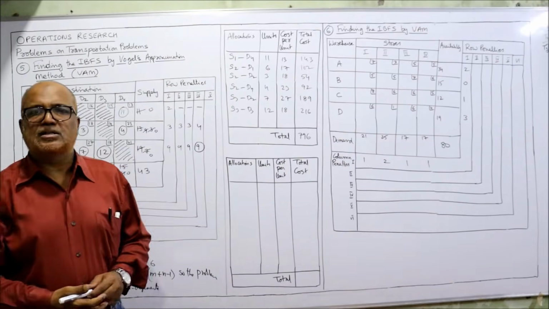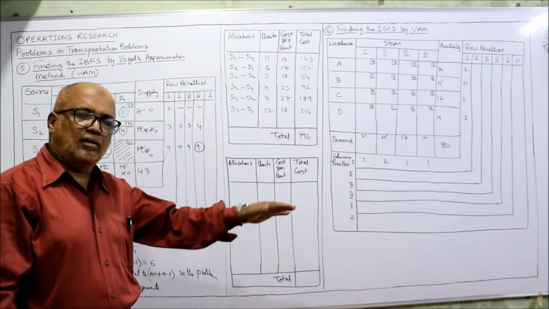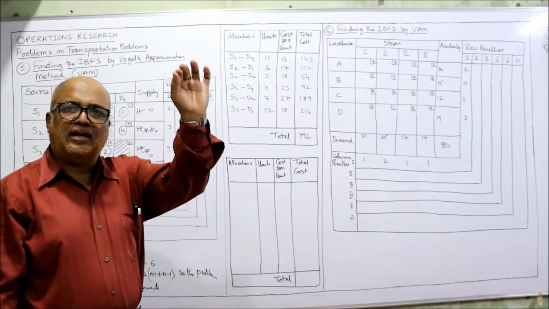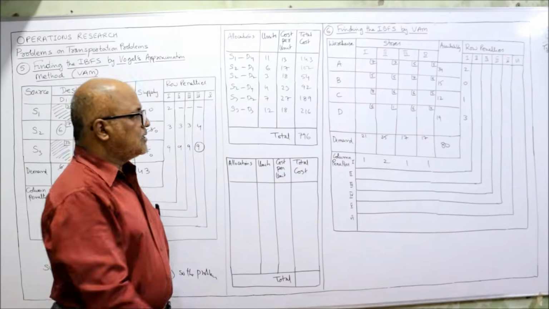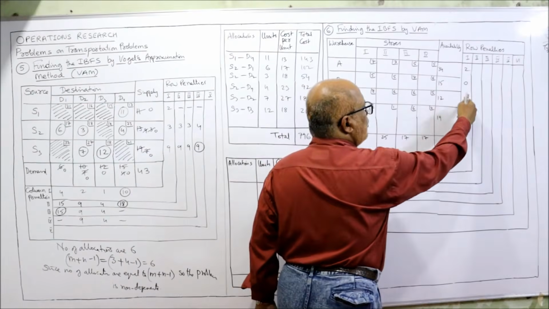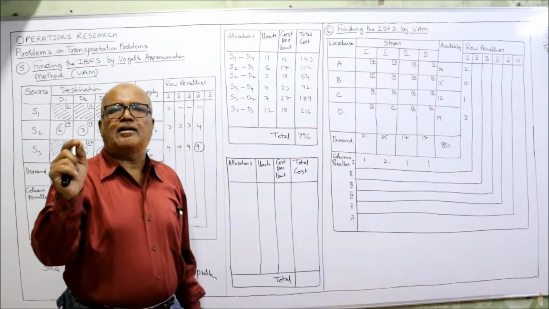So we got the first penalty for rows as well as columns. Now select the highest penalty among the rows and columns, both. If you go by column, 1, 2, 1, 1. In rows, 2, 0, 1, 3. The highest penalty is 3.